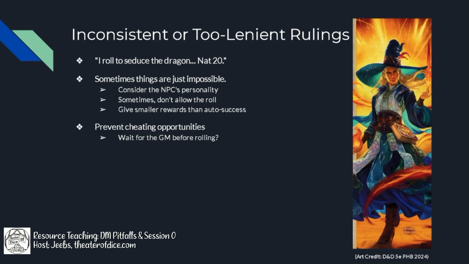I roll to seduce a dragon. Sometimes, things are impossible, even if a natural 20 is rolled. An enemy intent on murder and destruction is not likely to emotionally do a 180 on a charm roll. In this case, it's sometimes best not to let your players roll at all, and if you do let them roll, it's okay to reward a very high roll without giving them everything. Perhaps it distracts the dragon enough to give them disadvantage on their next attack on that person. And I'm not saying they cheated, but sometimes it's better to require them to wait until the GM calls for a roll just to prevent these extra opportunities.